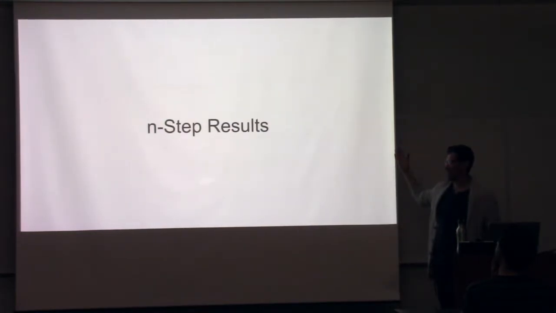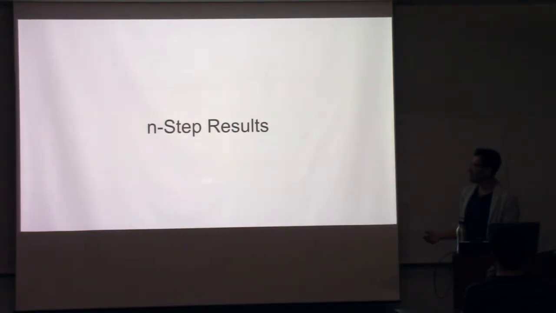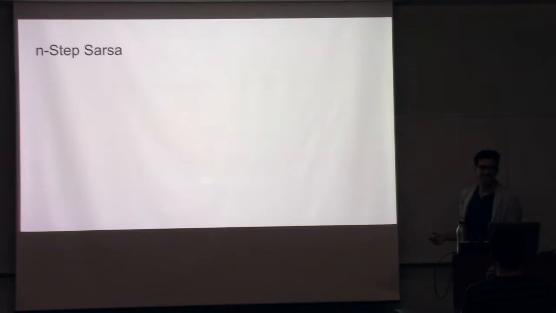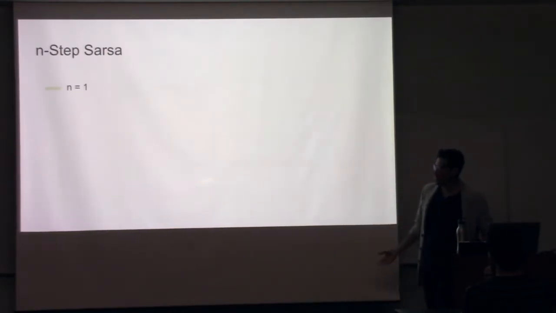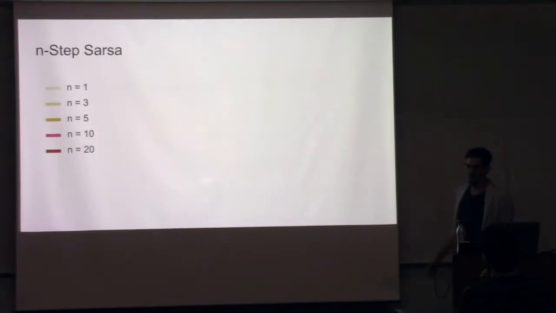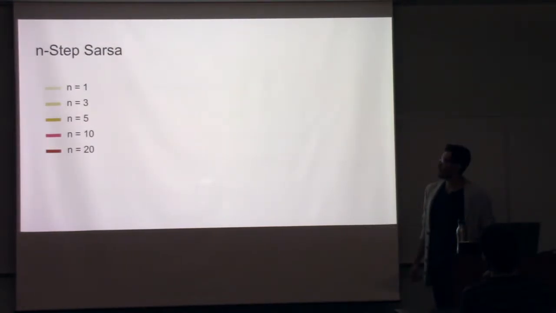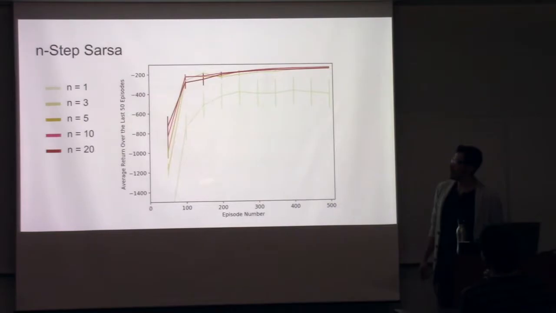OK, so let's move to the next experiment, the n-step results. So I tested 5 different values of n. N equals 1 is going to be green. N equals 3 is going to be yellow. 5 is going to be orange. 10 is going to be pink. And 20 is going to be red. For Sarsa, this is how the results look like.